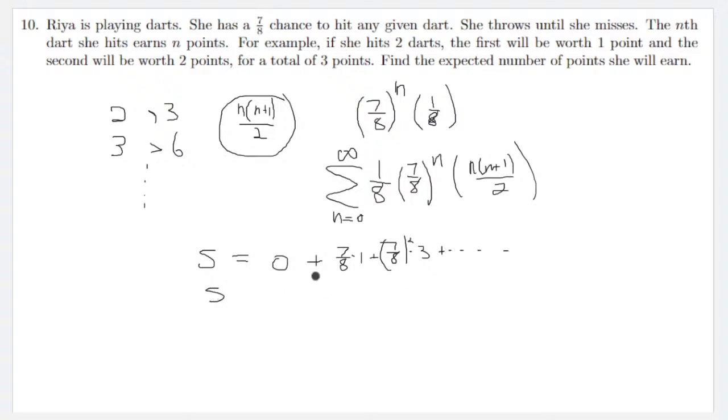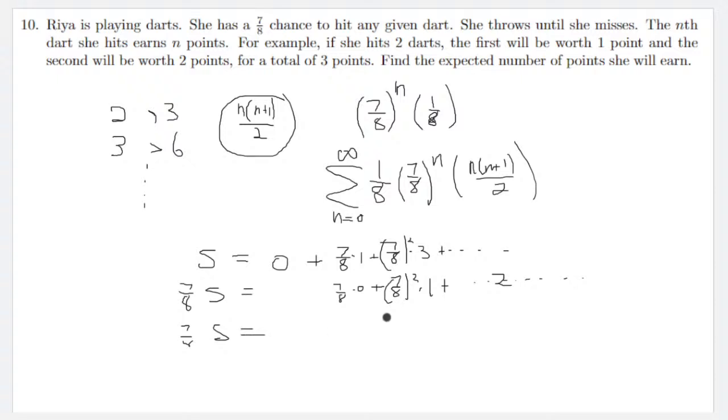Okay, well, how can we solve this? We know how to solve normal geometric sequences. But here we have this increasing constant, so how can we get rid of those? Well, let's try shifting s. So let's multiply by 7/8. So now this is 7/8 times 0 plus 7/8 squared times 1 plus ... Then let's multiply again, because there's still some constants left. You'll notice that this becomes 1, 2, so on and so forth.